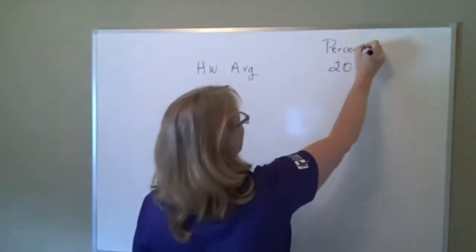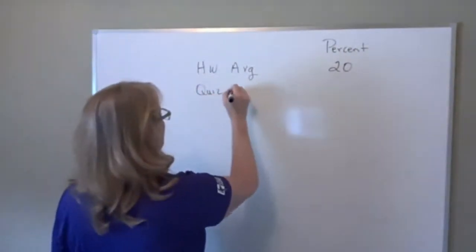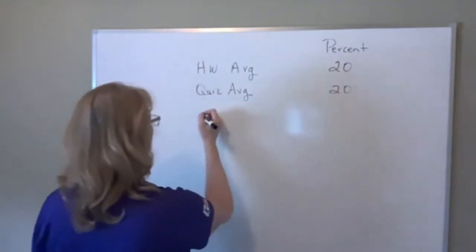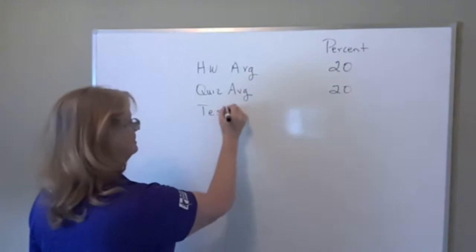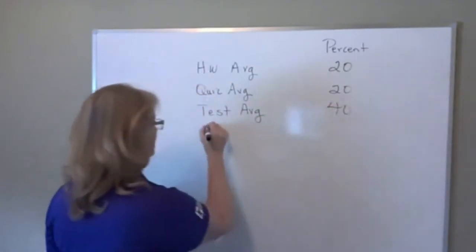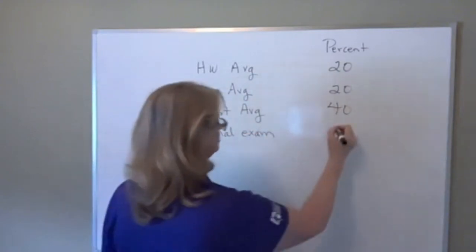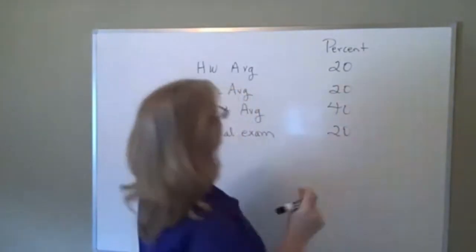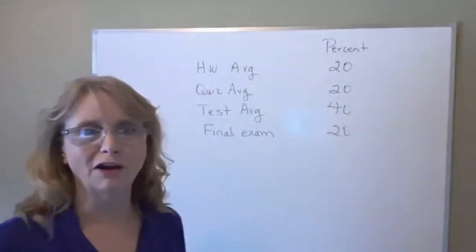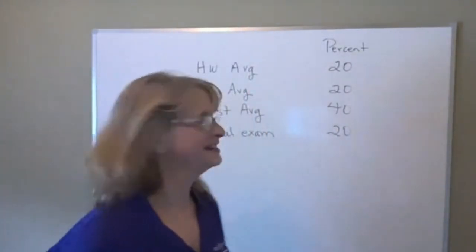So I'm going to write it like they have problem 10 written for you, okay? And then we're going to have a quiz average, and that's also 20%. And then we have a test average, that's 40%. And then we have a final exam, and that is 20%. I think that's how it's divided out. I don't have my syllabus in front of me. I do it different for different classes, but let's assume that this is the way I do it in this class.